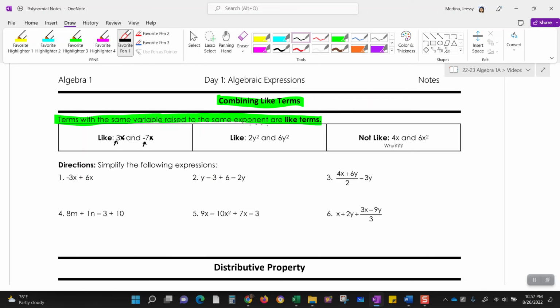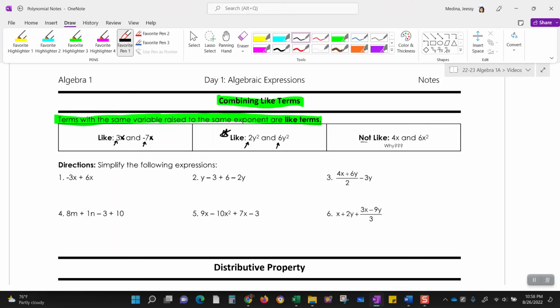The second example, the one here in the middle, all right, 2y squared and 6y squared. Make sure that you're repeating this as you're watching the video. You have to get comfortable reading these expressions. So the coefficients are a 2 and a 6. They don't have to be the same, but the variables have to be the same, and they also have to be raised to the same exponent. Y raised to the second power is the same as y raised to the second power. So these are considered like terms.